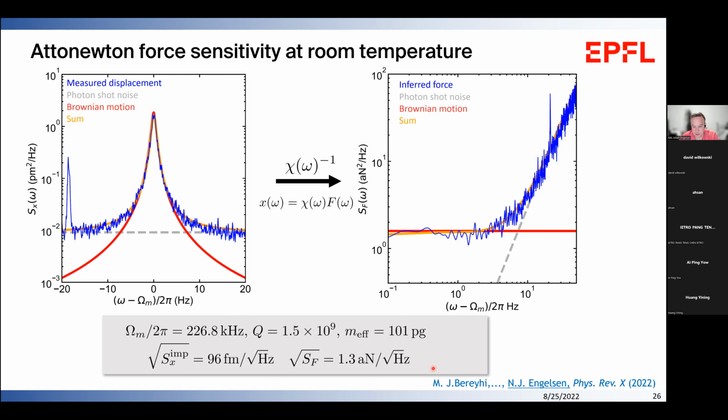We then demonstrate a force sensitivity of 1.3 attonewton per root hertz at room temperature, which is approaching what the best AFM cantilevers can do, but they do it at dilution refrigerator temperatures, which are 10 to the 4 times colder than room temperature. So if we can take this device and cool it down, we will both get an increase of the quality factor and a reduction in this force sensitivity limit due to the reduced temperature.